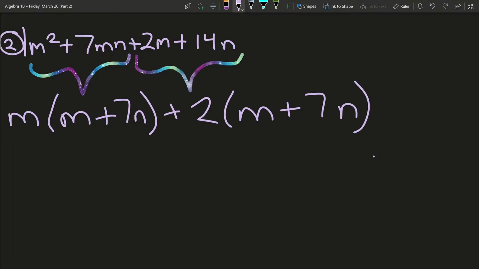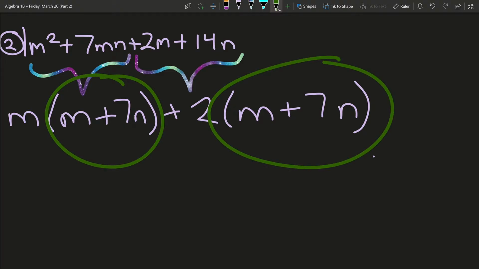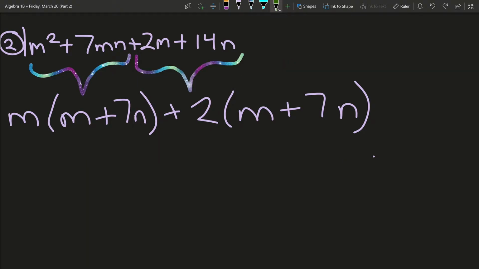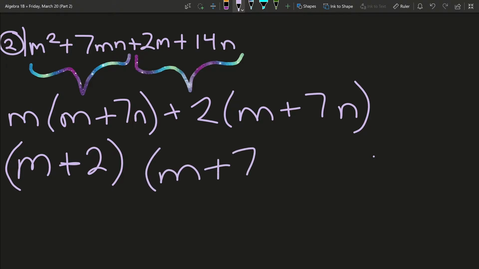And now, to check if our work is correct, we look at our answers inside the parentheses, and is m plus 7n equal to m plus 7n? Yes, it is, which means we did our work correctly so far. So now, we're going to combine these, which gives us m plus 2 and m plus 7n. And that is going to be the answer.